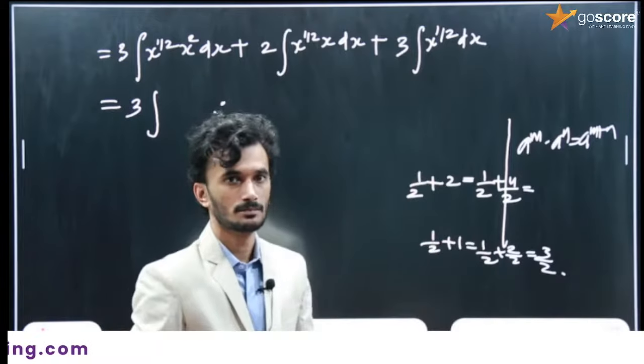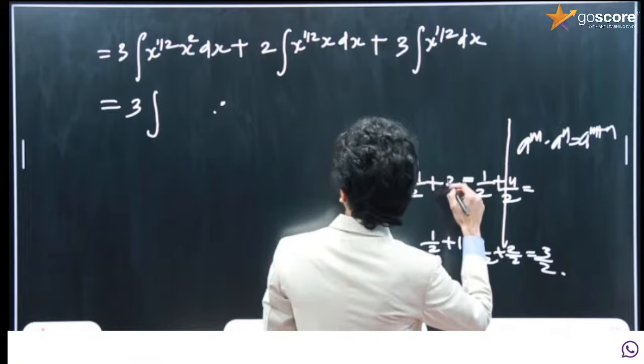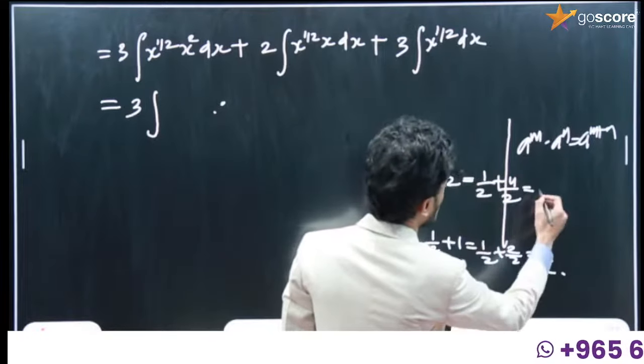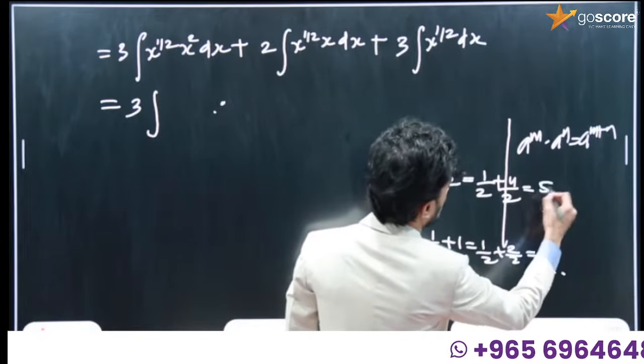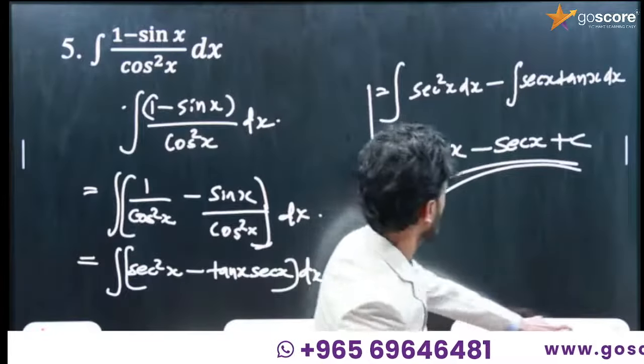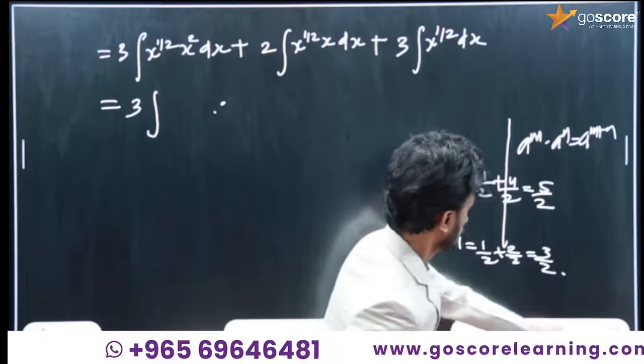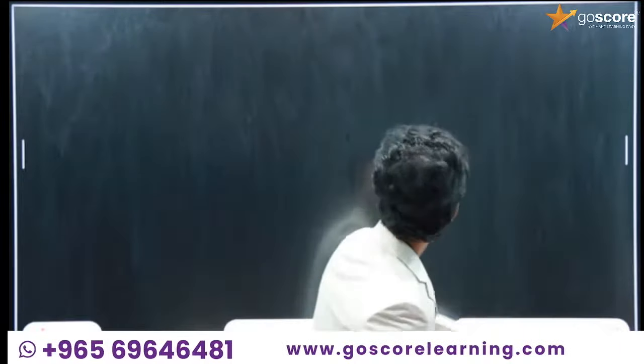So it is equal to 1 by 2 plus 2 by 2, which is 4 plus 1, 5 by 2. I'm checking the question again. Yes, it is 3x square. Okay, so it is 5 by 2.